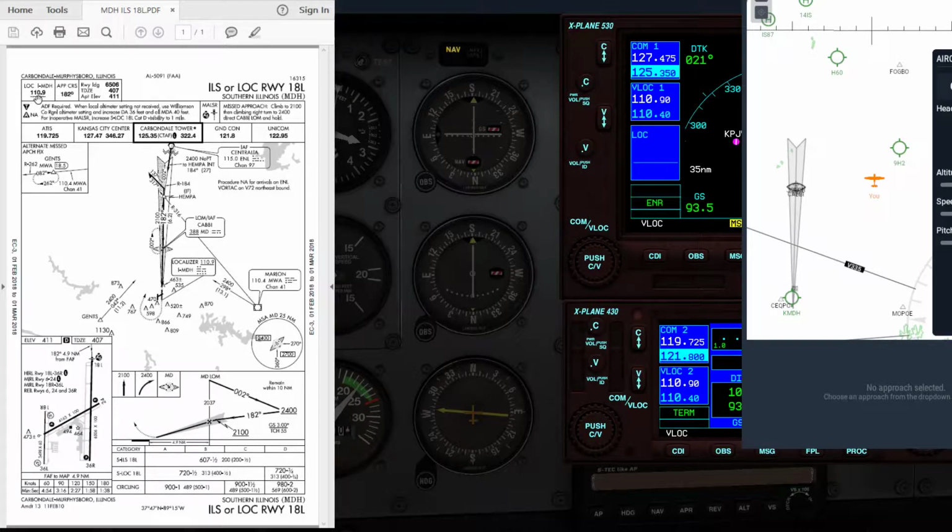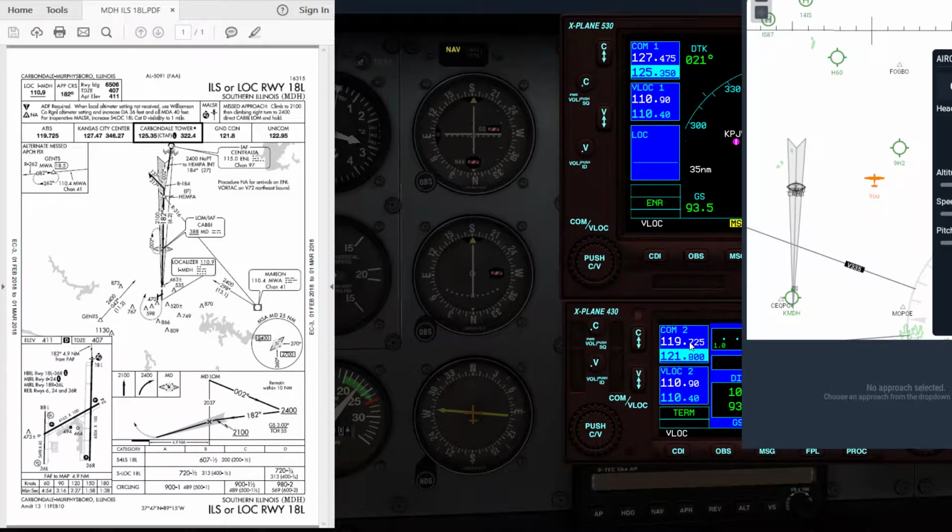Our local localizer frequency is 110.9, set active in number 1 and in number 2. Final approach course is 182 degrees, set in number 1 and in number 2 indicators. Runway is 6,500 feet long. We'll touch down at an elevation of 407 feet. The ATIS frequency is 119.725, which is active in number 2.